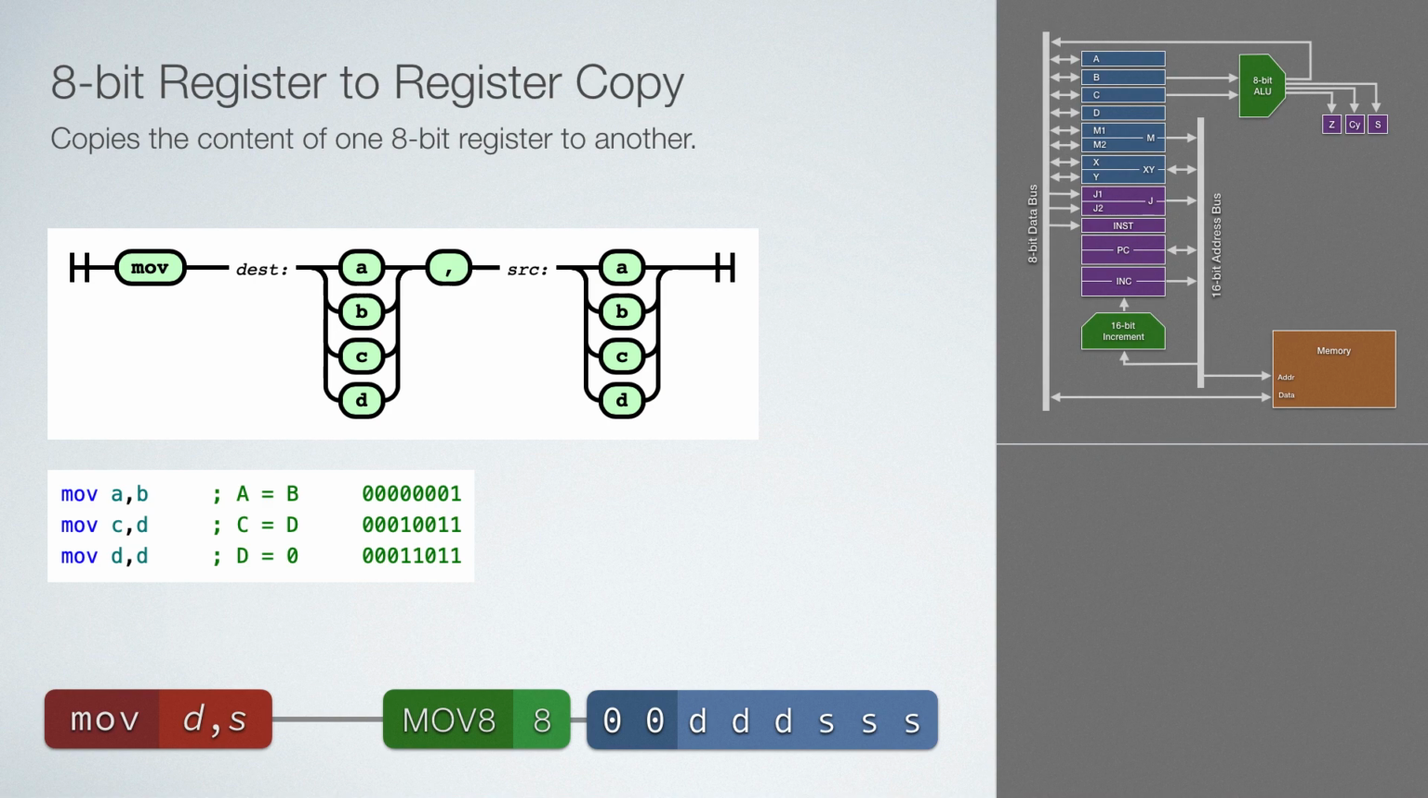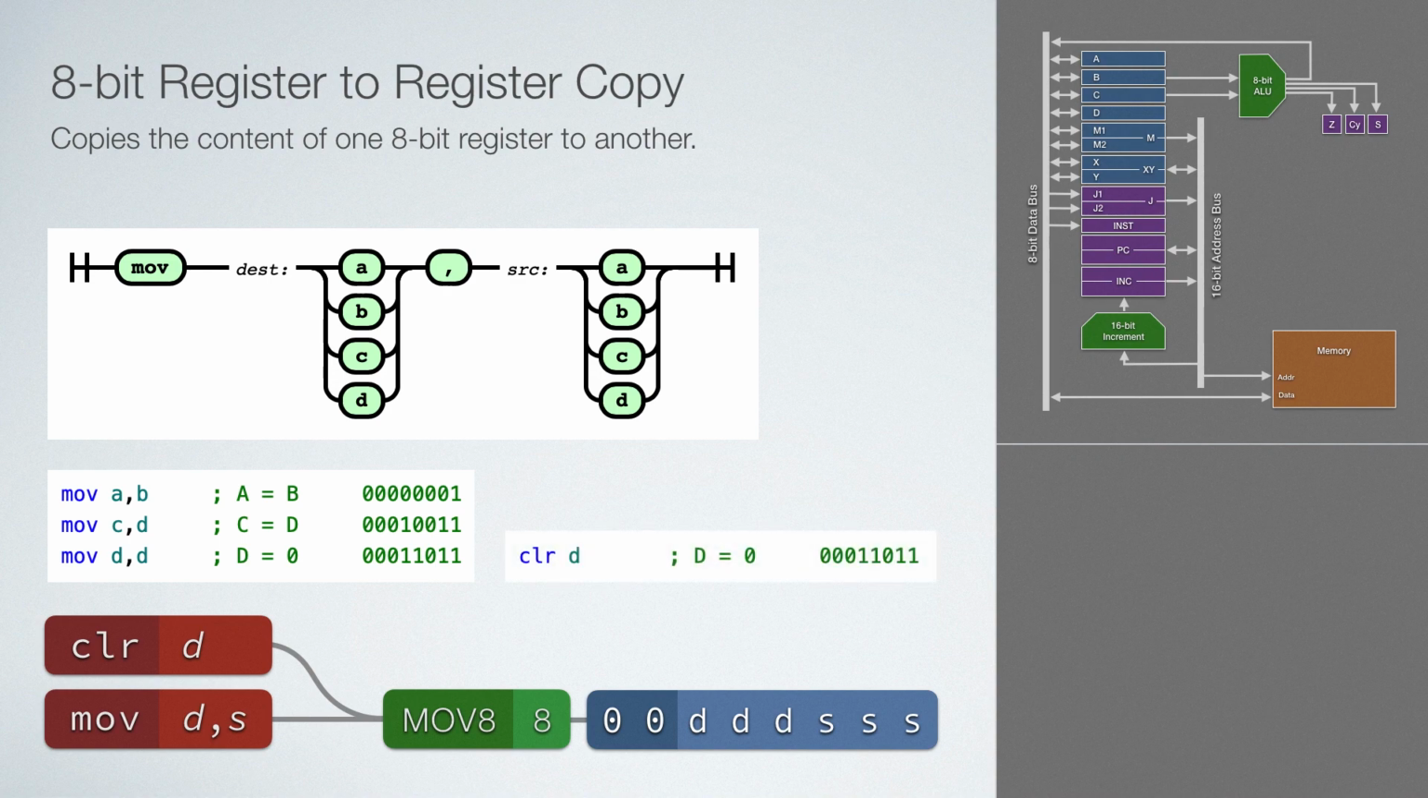So what we can do is add a synonym here. And in this case, it's CLR, clear, which is just a handier way of saying clear that register down. So in the example here, we've got CLR D, which is basically equivalent to move D, D. It's just another way of saying the exact same thing. You can see in both cases the opcode that it produces, 000-11011, is identical. So as far as the computer's concerned, they're exactly the same. It's more just for our benefit than anything.